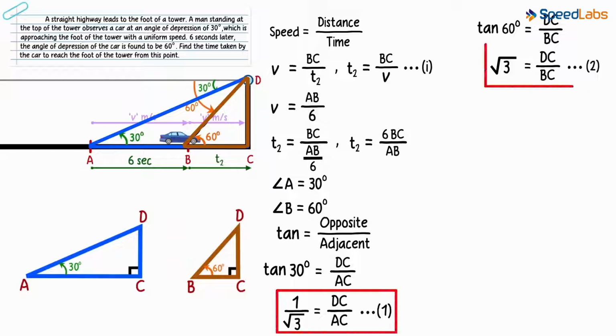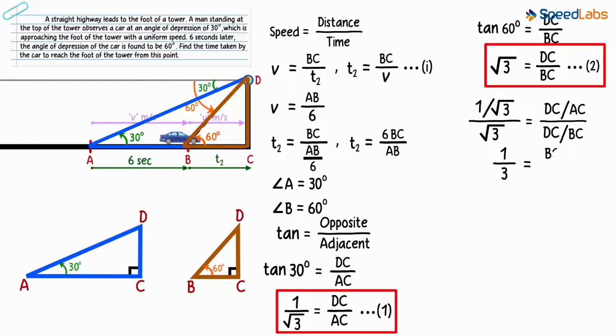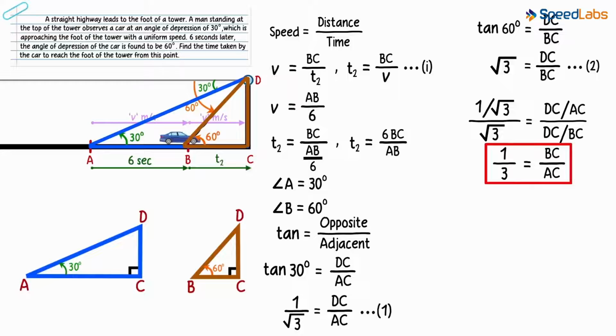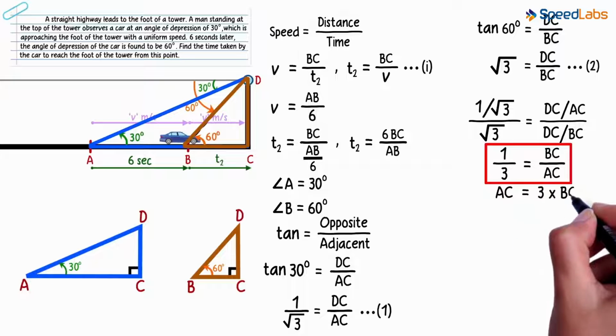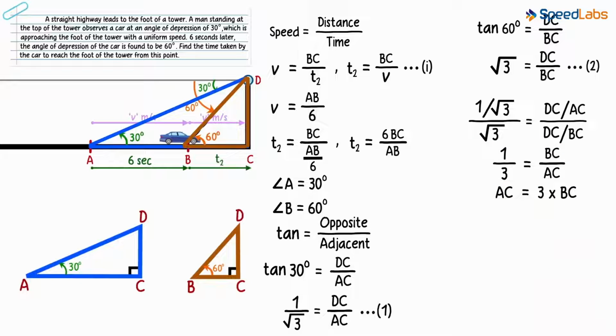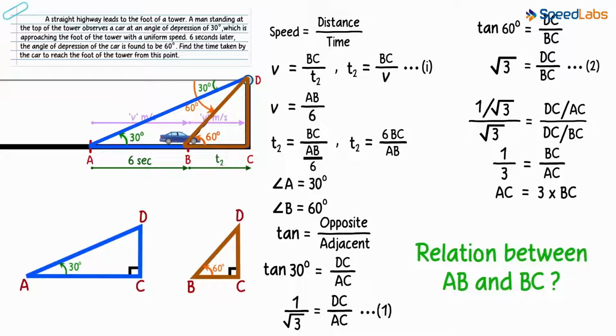From equation 1 and 2, we see that the side DC is common to both. Now our aim is to get rid of DC. How do we do that? We simply divide equation 1 by equation 2 to get this. And this gives us AC is equal to 3 times BC. I hope that you haven't forgotten the main aim of our problem, which is finding T2. Now we are very close to finding that. Remember that we wanted to find the relation between AB and BC. The above equation gives us the relation between AC and BC.